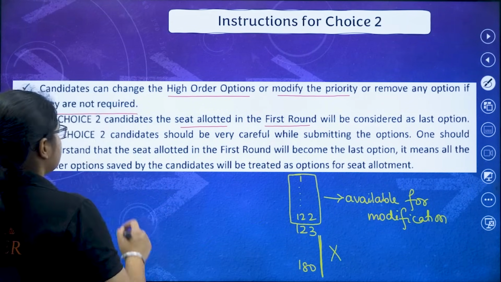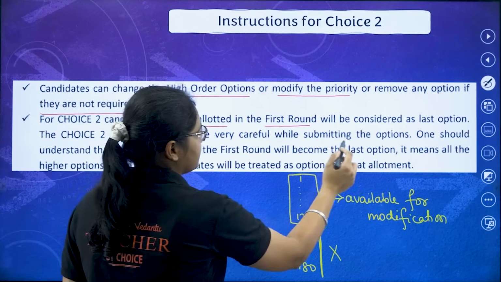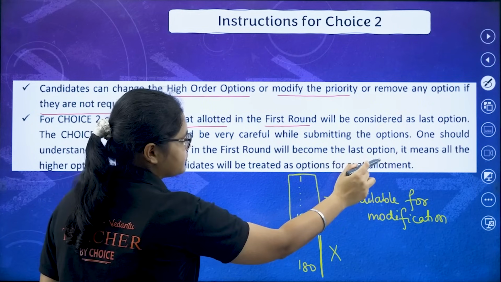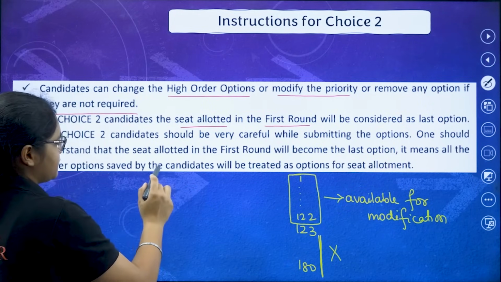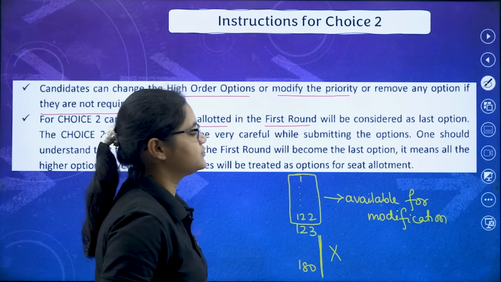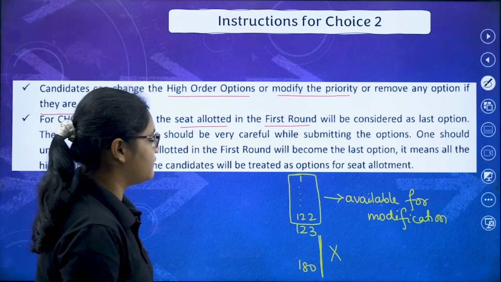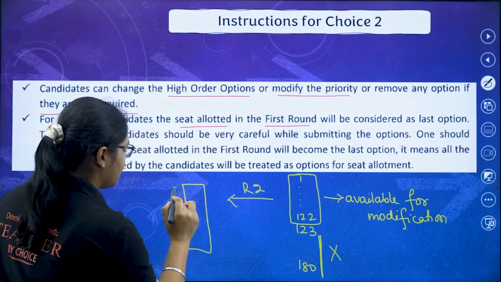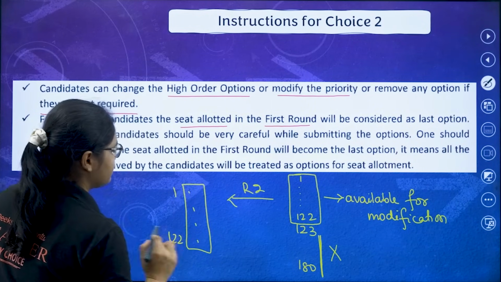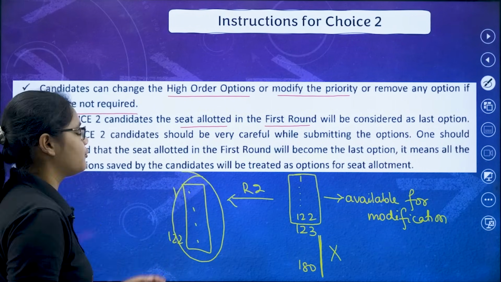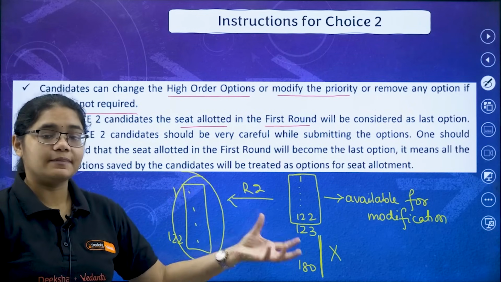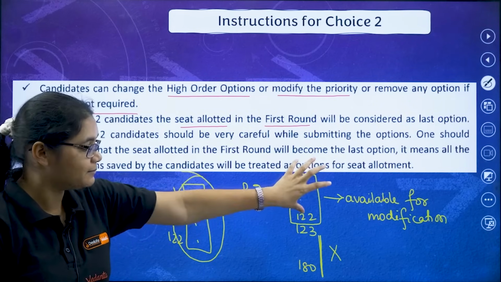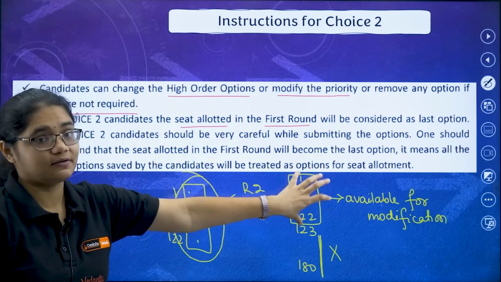Clear? So choice 2 candidates should be very careful while submitting the options. One should understand that the seat allotted in the first round will become the last option. It means all the higher order options saved by the candidates will be treated as options for the seat allotment. So for now, when you are going for round 2, they have only these choices available for KEA. They will select any one from these. If you qualify and any vacant seat is there according to your rank and cutoff, then this seat will be allotted to you. So these many options are available for KEA.